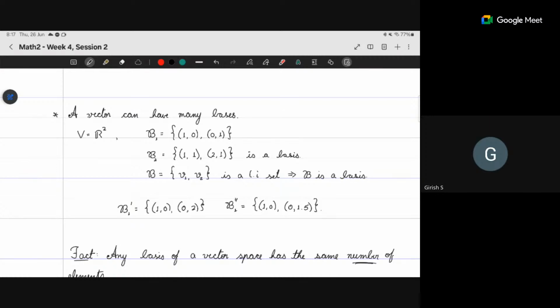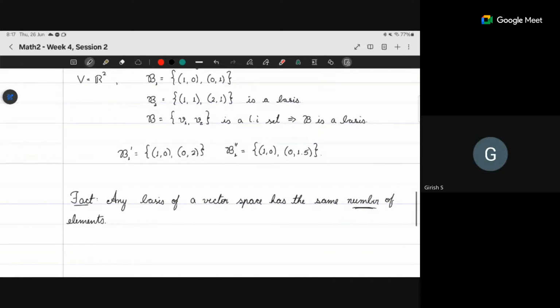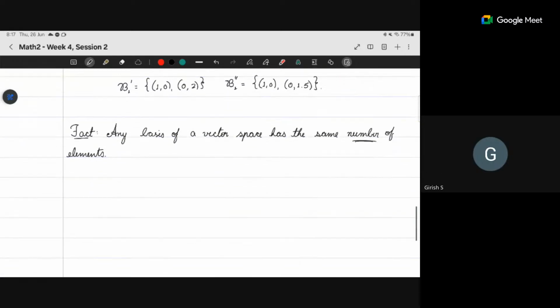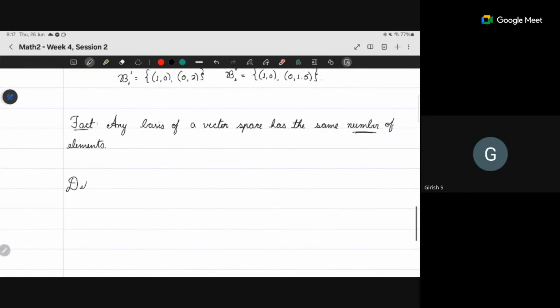A 3-element set cannot be a basis. Later, when we see how to check the span of certain things, you will see that 3-element sets also cannot do this. Every basis has to be of 2 elements. In general, different bases for a given vector space will have the same number of elements. And this number is what is called the dimension of the vector space.